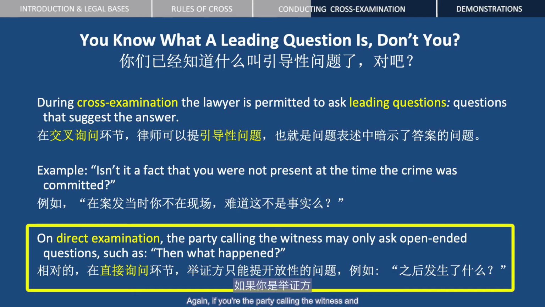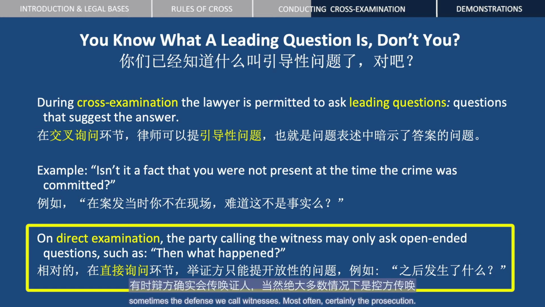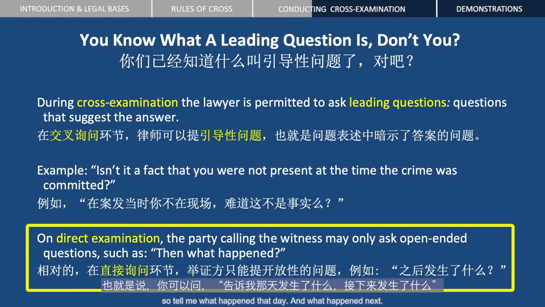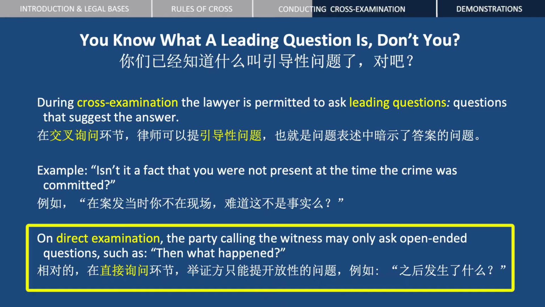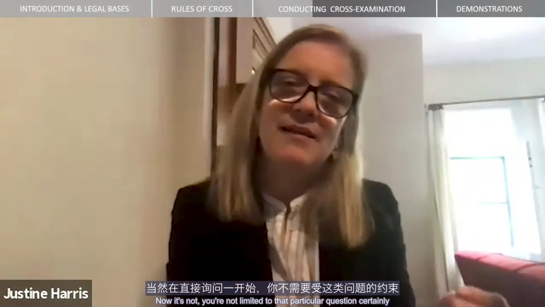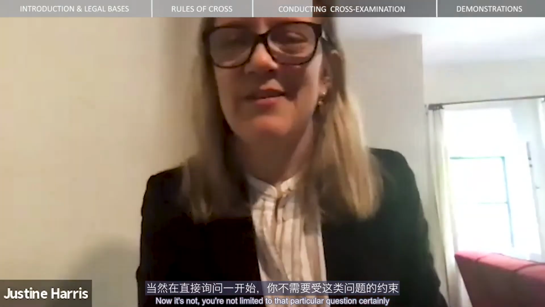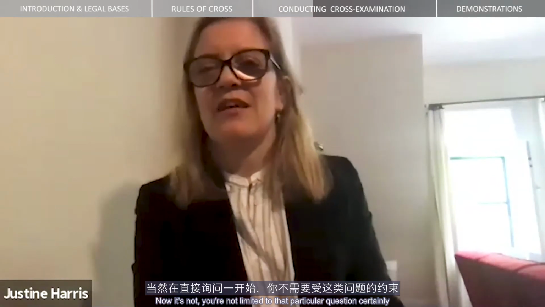Again, if you're the party calling the witness, and sometimes on the defense we call witnesses, most often, certainly in the prosecution, you can only ask open-ended questions. And what that means is, so tell me what happened that day, and what happened next. Now, you're not limited to that particular question.